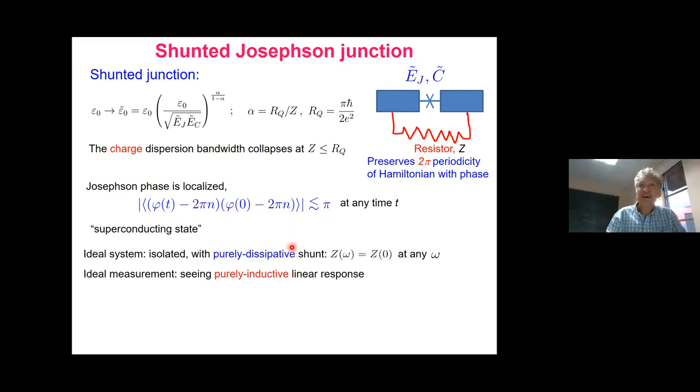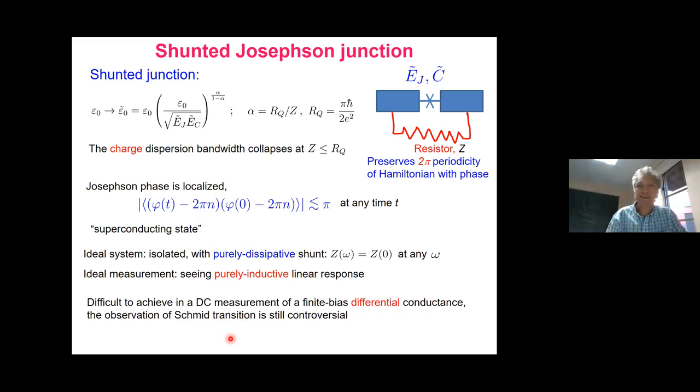Again, if you think of it, it's a non-trivial thing. So in an ideal isolated system, just this junction without any leads attached, it has a purely dissipative shunt, so the real part is flat as a function of omega. And we are saying that at low frequencies, it should have a purely inductive response. So if the phase is not fluctuating, then in response to an external AC field, it should have a 1 over i omega current response. So it's purely inductive. It's a pretty bizarre statement.